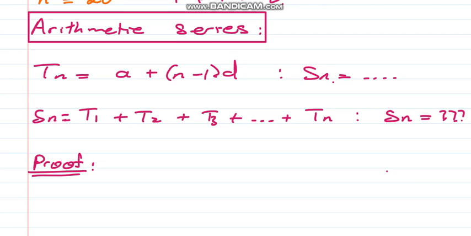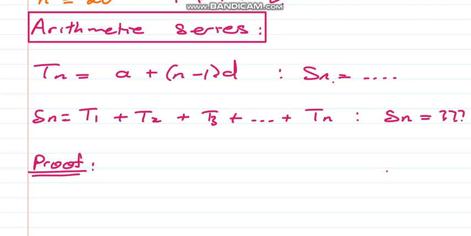Hi guys, we're now going to be proving an arithmetic series. So, the Sn for the arithmetic series. We know what Tn is, the general term of an arithmetic series. We now want to know what the general formula is for the sum of an arithmetic series.